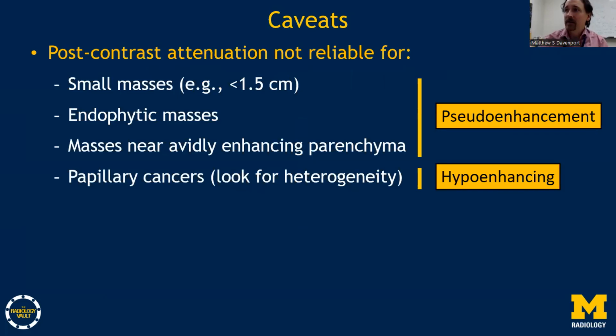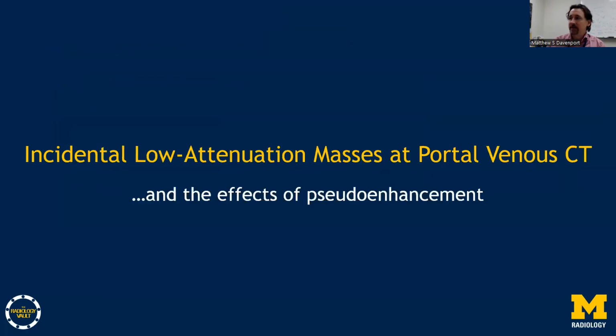When measuring attenuation to look for enhancement, be careful at CT when there are small masses, endophytic masses, or masses next to avidly enhancing parenchyma, because those can all be risk factors for pseudo-enhancement or false enhancement. Also, be careful because papillary cancers may not show enhancement at CT, and the key thing to look for there is heterogeneity. So let's say we find an incidental low attenuation mass at portal venous CT.